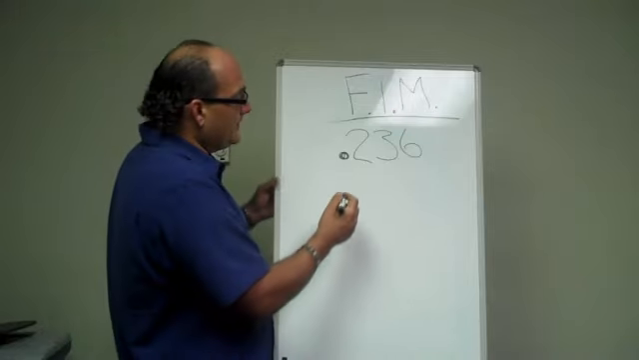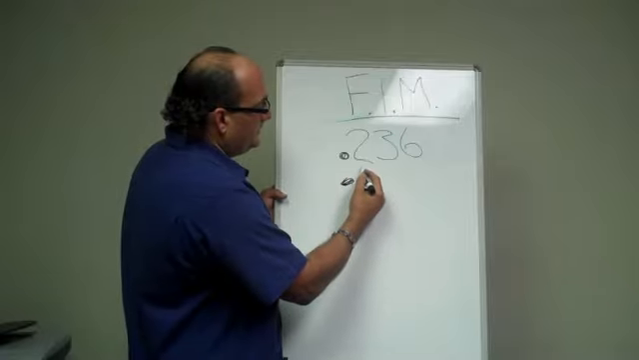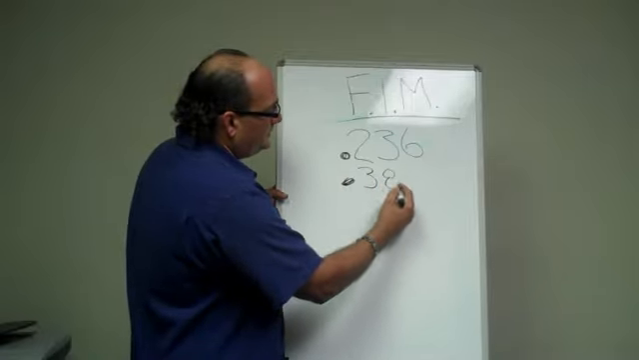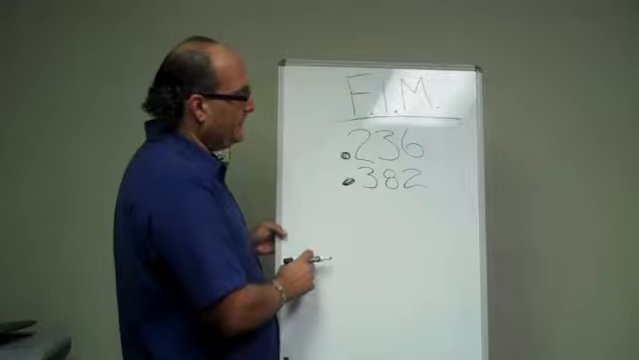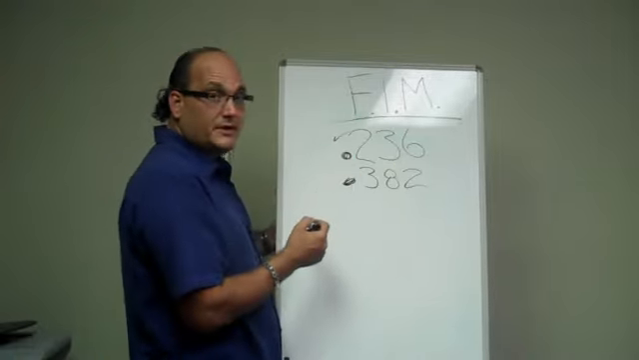All right, so the next level that we have to really be intimately familiar with is the 0.382 level. Okay, so you've got your 0.236, you've got your 0.382 level.